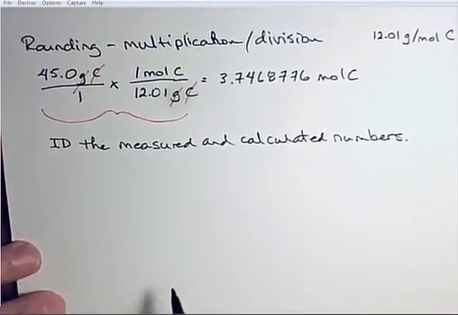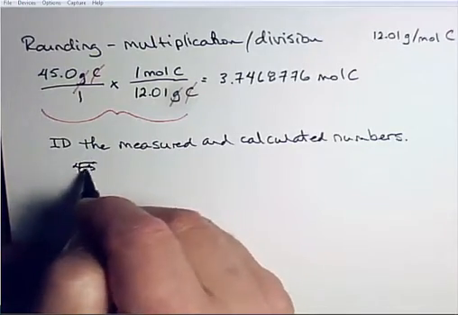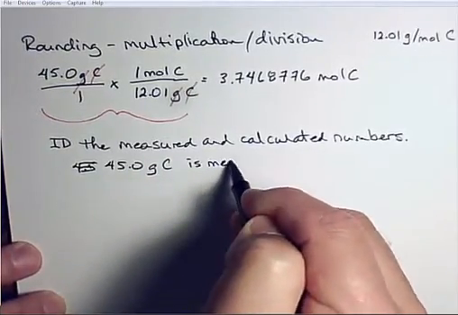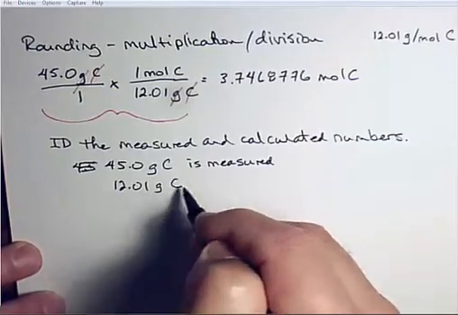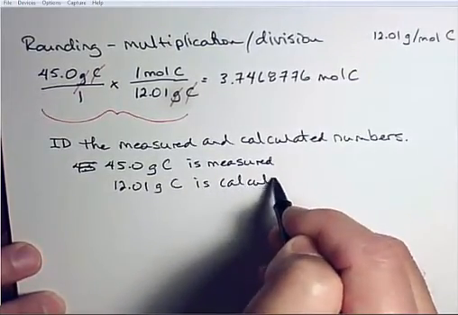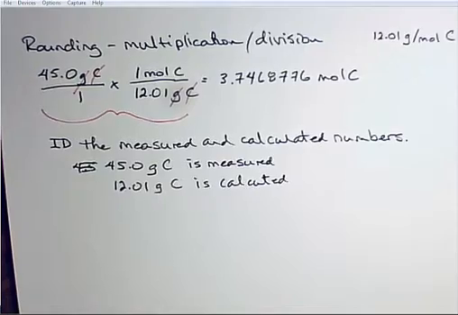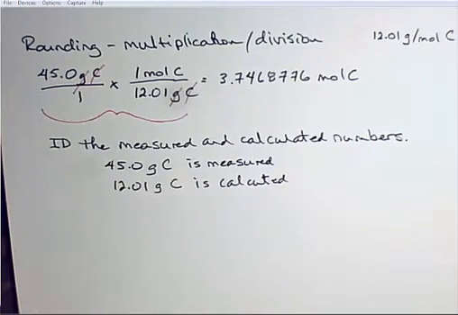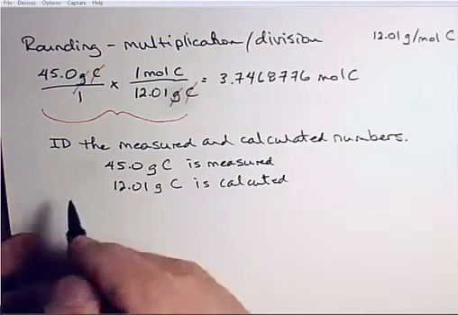So first we're going to determine what the measured and calculated numbers are, and that's this number and this number, okay? 45.0 grams of carbon is measured, and 12.01 grams of carbon is calculated. So those are our measured and calculated numbers. And once we determine what they are, then we're going to determine which of these measured and calculated numbers, and in some problems later in the semester there are going to be like 5 or 6 of these different numbers in one problem, we're going to determine which of these have the least total digits.